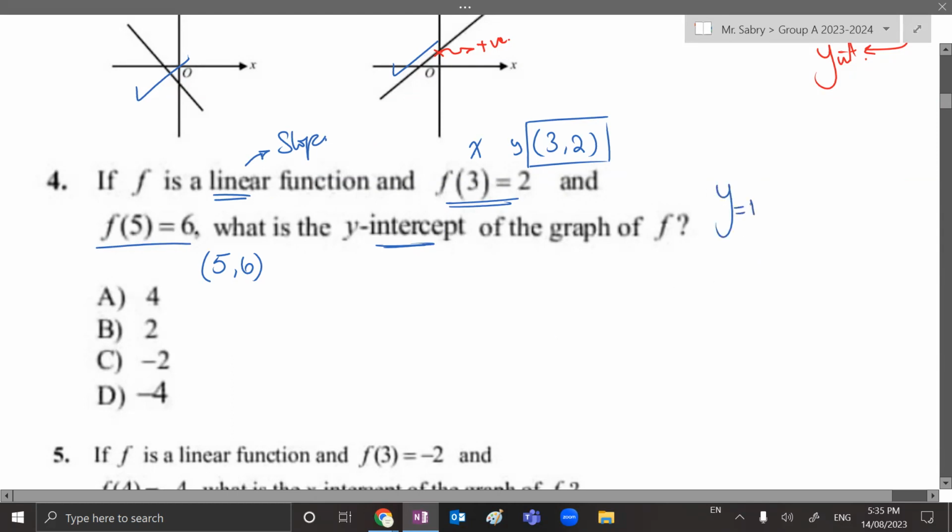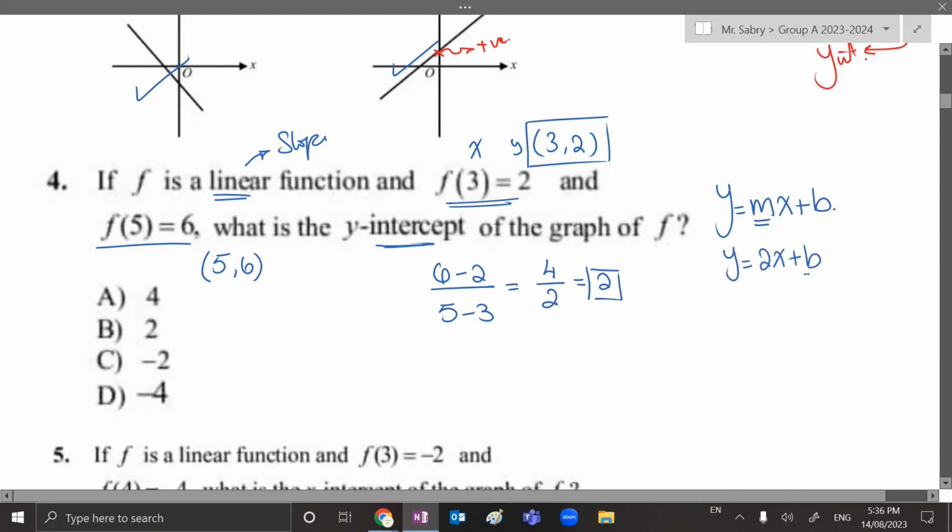So I'm thinking in terms of y equals mx plus b. I need to find the slope. How to find the slope when I'm given points? y2 minus y1 over x2 minus x1. That would get me 4 over 2, which is 2. I now have the slope. So I'll say y equals 2x plus b.